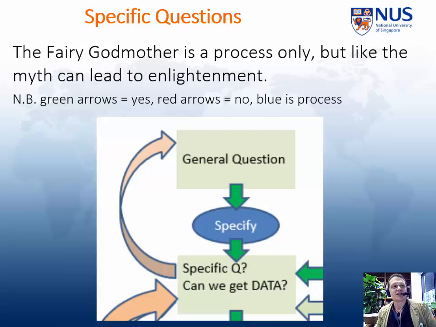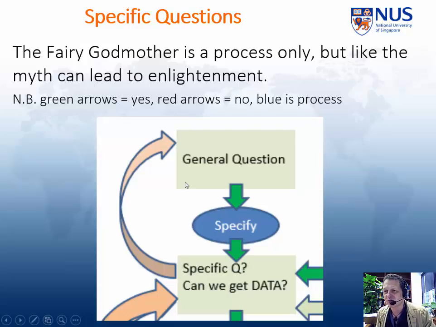So, if you use this process, and it's only a process, it's not particularly special, rather like the fairy godmother myth, it can't necessarily answer your wishes and give you wishes, but it can lead to enlightenment. And as I said previously, the green arrows are yes, and the red arrows are no. Anything in blue is process. So what I've done is I've taken the first lump of the diagram we were just looking at, and I'll deal with this in a bit more detail.